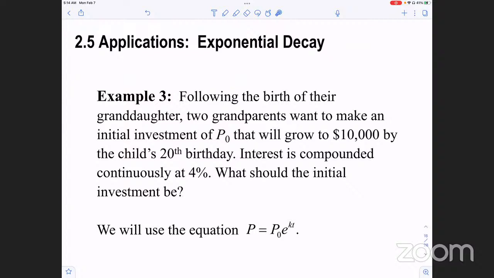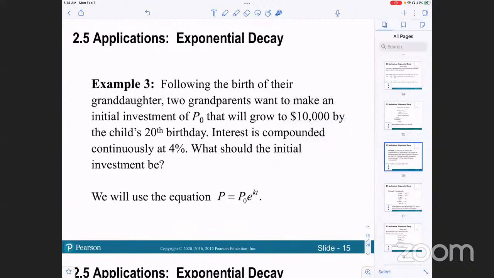Following the birth of their granddaughter, two grandparents want to make an initial investment of P0 that will grow to $10,000 by the child's 20th birthday. Interest is compounded continuously at 4%. What should the initial investment be? Let me give myself some space on this one.